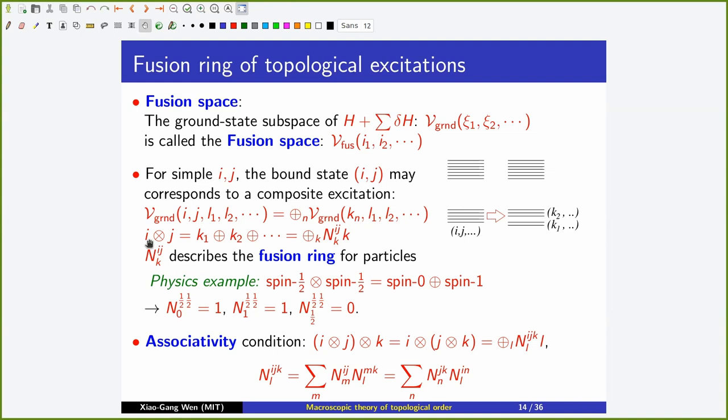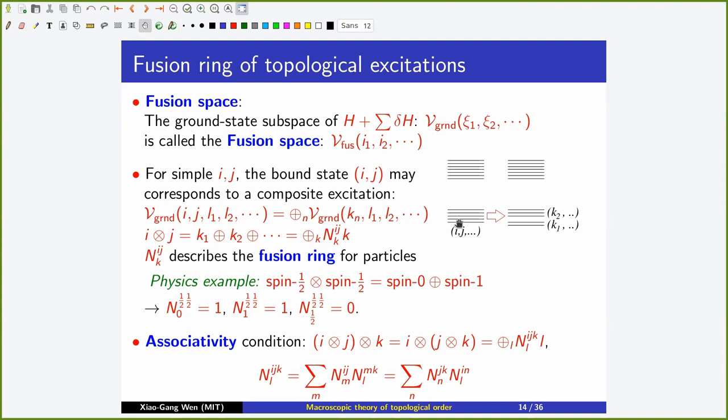Okay, but there's an issue. When two traps are viewed as one trap, this single trap is a very special trap. Usually a single trap has one center, but this single trap has two centers. So it's a special trap, and this special trap may have accidental degeneracy as one trap. So that's why this composite excitation became very important.